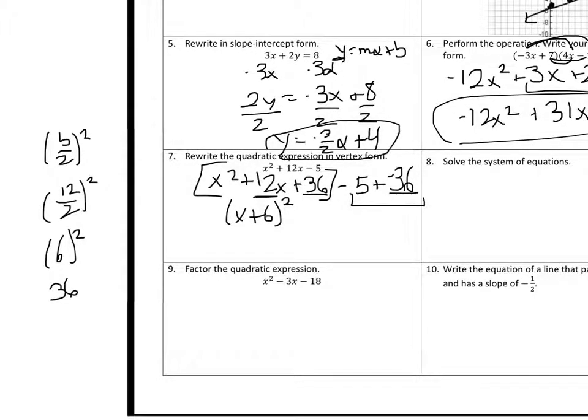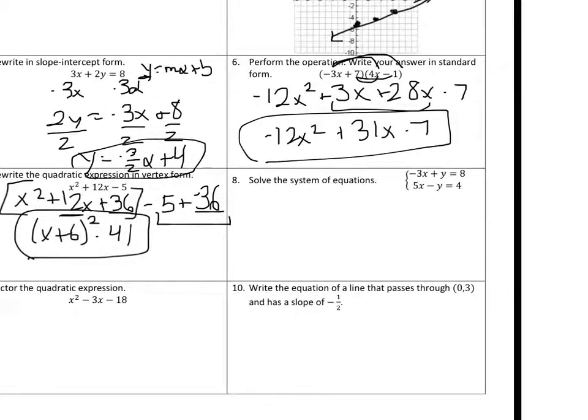Now I just combine my terms out here. Negative 5 minus 36 more is a negative 41. There's vertex form. Solve this system.